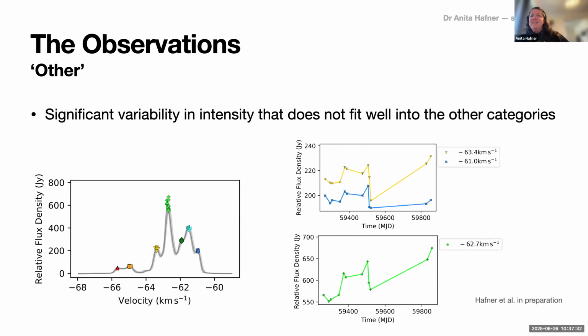But then the other category is, who knows what the heck this is? I don't know what this is. This is a particularly bright maser, but I don't know what that shape is. I always kind of thought it was like the cat ears.